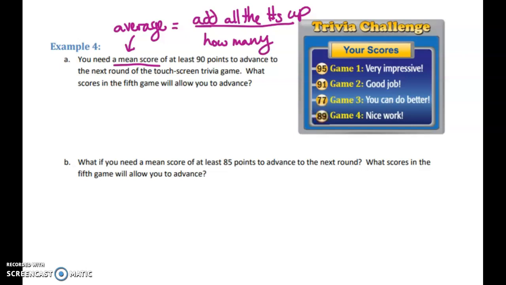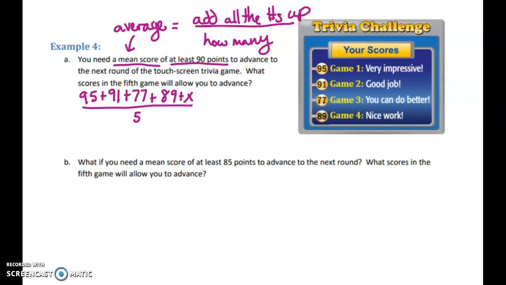So it says you need a mean score of at least 90 points to advance to the next round of the touchscreen trivia game. What scores in the fifth game will allow you to advance? So if you're looking for an average score of at least 90, let's talk about how to find the average. So you would add up all 5 games. So game 1 plus game 2 plus game 3, game 4, and I'm going to call X game 5. Then you would divide by how many there are. There are 5 games, so I divide everything by 5.